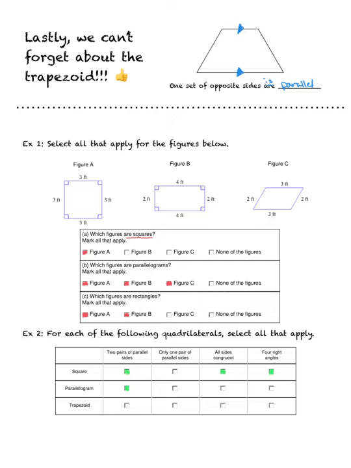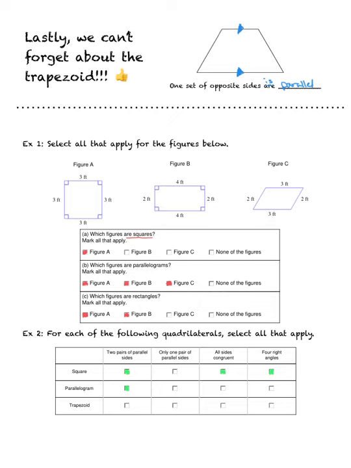Does every parallelogram have congruent sides? No. Because a rectangle doesn't have all 4 sides congruent, but a rectangle is a parallelogram. Does every parallelogram have 4 right angles? No. A rhombus is a parallelogram, but it doesn't necessarily have 4 right angles. So the only thing that applies in this chart for parallelograms is it has 2 pairs of parallel lines.